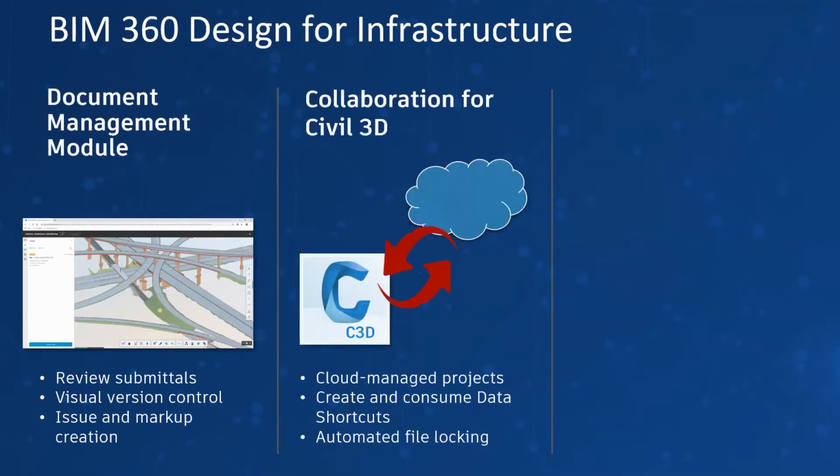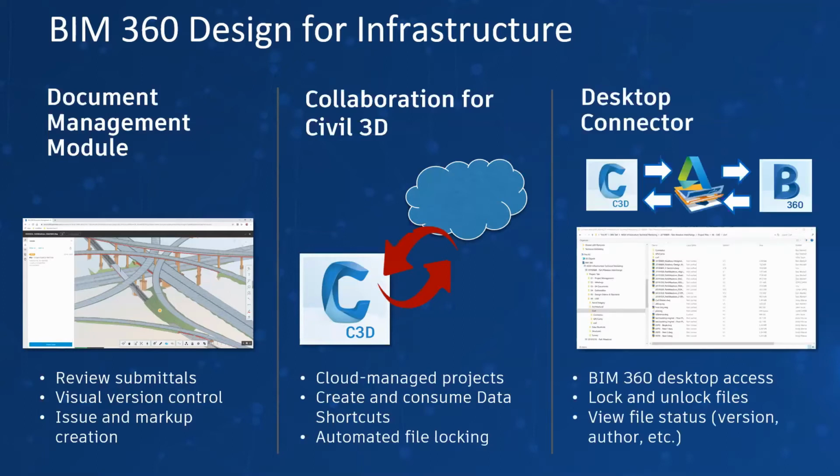You can collaborate for Civil 3D. So through cloud managed projects, you can create and consume data shortcuts, and it also has automated file locking. And lastly, it has Autodesk Desktop Connector. So with this, you can have the BIM 360 desktop access. You can unlock and lock files. You can view the file status, what the version is, who the author is, and so on.